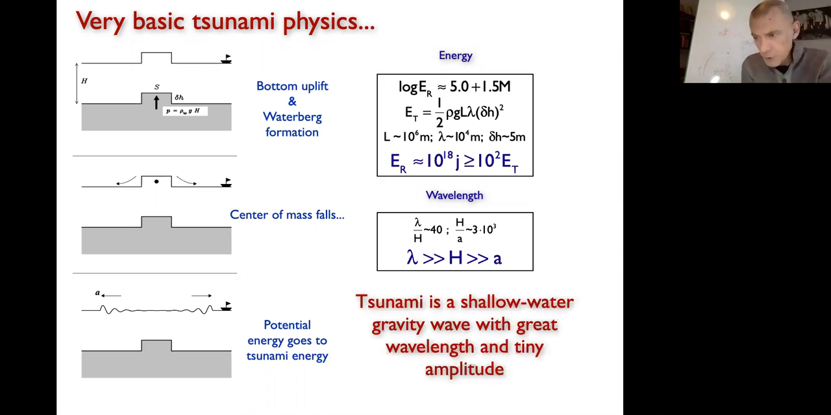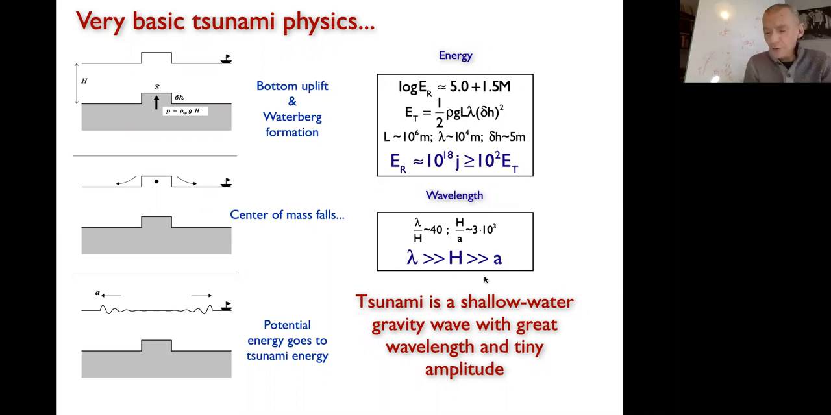So to sum up tsunami physics, you can say that a tsunami is a shallow water gravity wave, in a liquid, with great wavelength and tiny amplitude. This is maybe a too simplistic statement, but it's summarizing tsunami physics. Okay, sorry, let me take a note that I want to discuss later, that I just noticed here. So tiny amplitude.